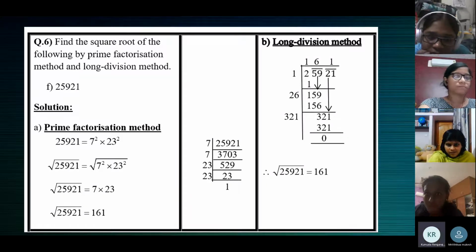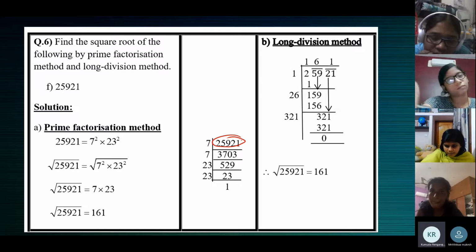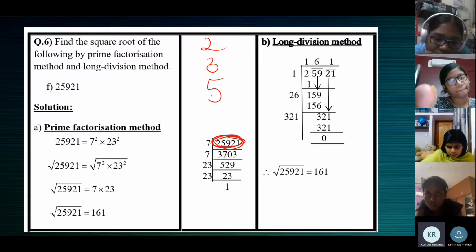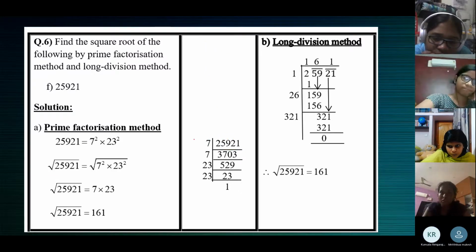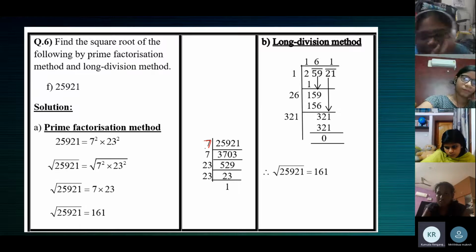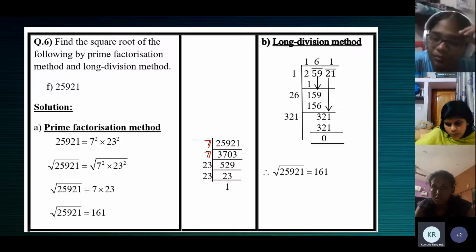So see here this number. Why didn't we write 2? It's not divisible by 2. Why didn't we write 3? It's not divisible by 3. Why not 5? It's not divisible by 5. I tried to divide by 2, it's not divisible, I'm getting a remainder. Not divisible by 3, not divisible by 5. So I chose 7, and it is divisible by 7. Dividing by 7 once, I got 3703. Again, when I divide this by 7, I got 529. Now it's not divisible by 7.